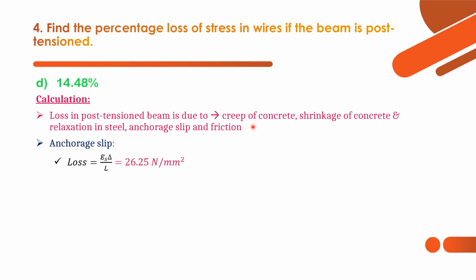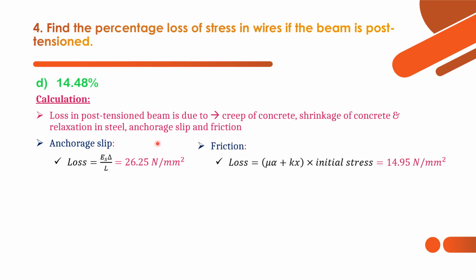Now we shall move on to the calculation part. First we shall see how to calculate the anchorage slip. Due to anchorage slip, what is the loss? Loss is equal to Es into del by L. What is del? Del is the slip value. They have given us some 1.25 mm if I remember correctly. So Es is the Young's modulus of steel, into del, the slip value, divided by span. Span is nothing but the length of the beam. So upon substituting all the things with relevant units, we get loss value as 26.25 Newton per mm square.